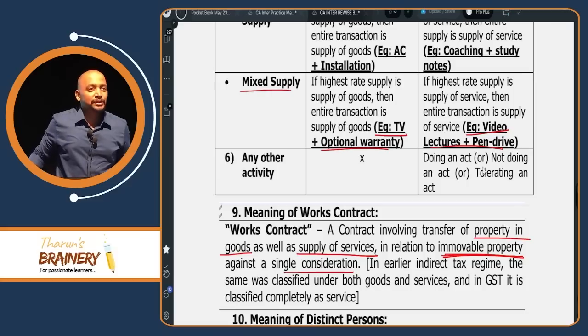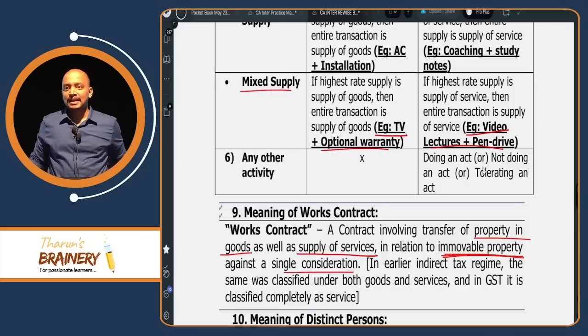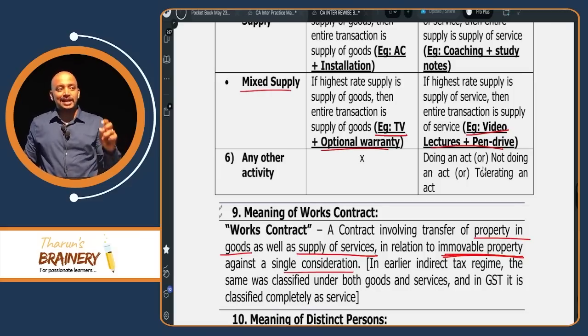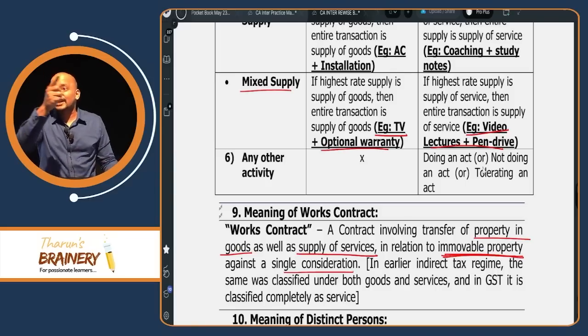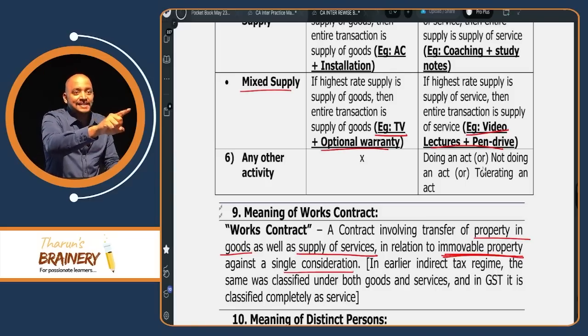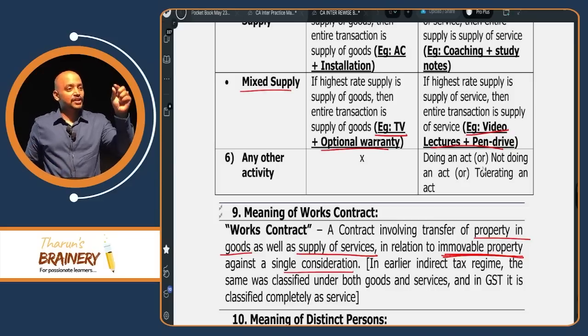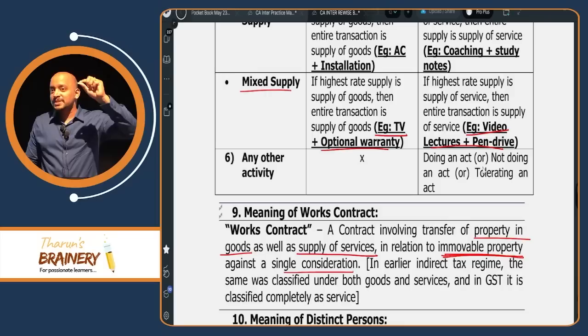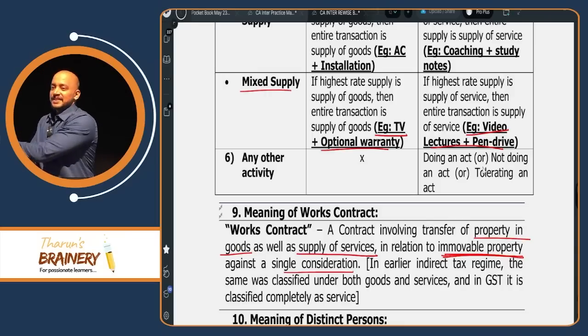Can you give me an example for consideration for tolerating an act? For example, you entered a contract and the other person has breached the contract. You are tolerating his act of breach for which you are collecting some damages. So this will come under consideration for tolerating an act. It will become supply under Schedule II, 5(e), and it will come under supply of service.